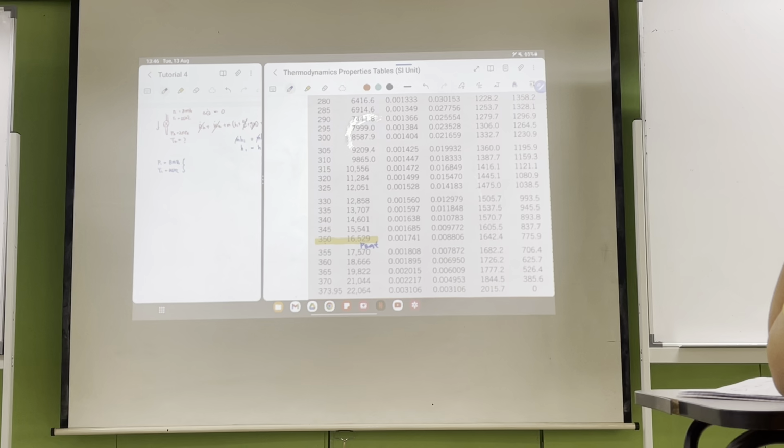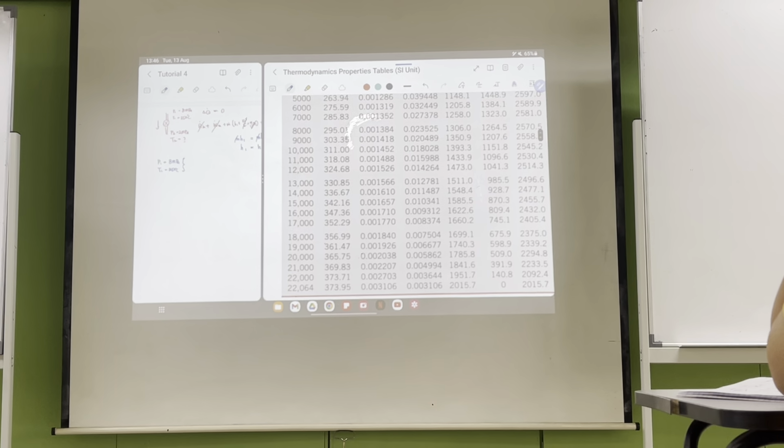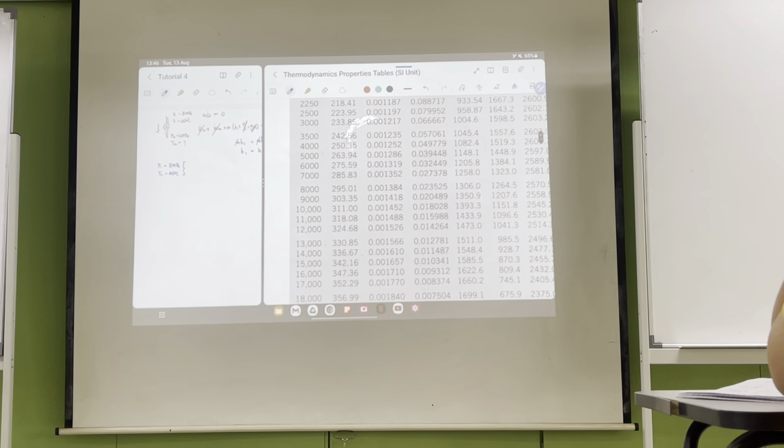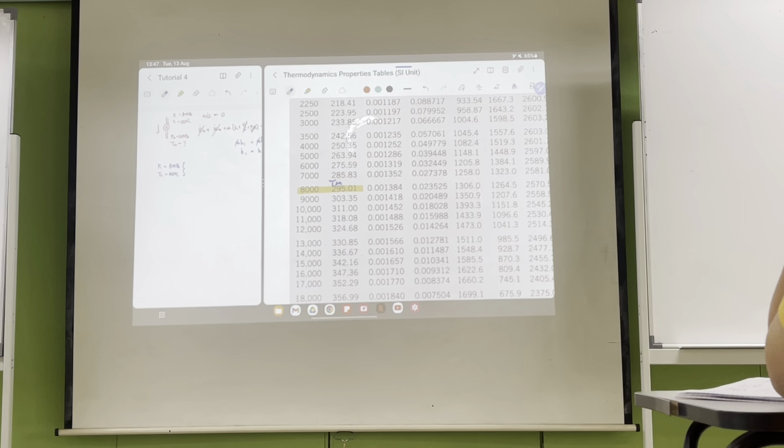Okay, we look at it the other way around. Let's go to 8 megapascal. Okay, so 8 megapascal, the saturated temperature is 295. What you have is 350. So it is superheated vapor. Compressed liquid, remember, pressure should be higher. That's why it's called compressed liquid. You can think of it that way.